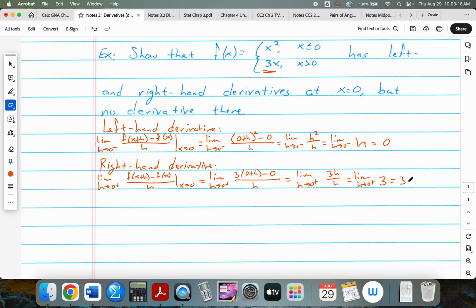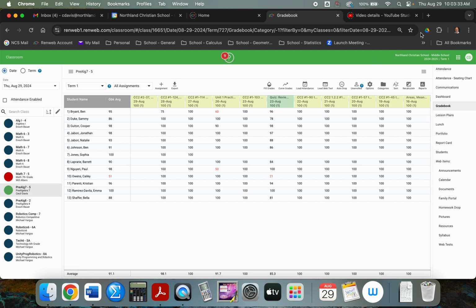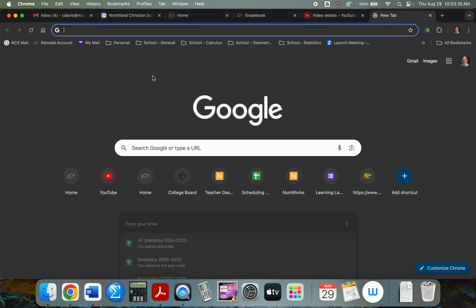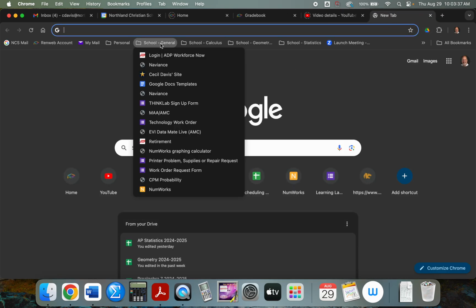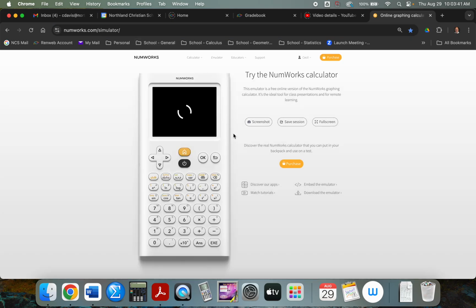We have two different slopes here. The slope from the right and the slope from the left do not agree with one another. You may wonder what this looks like. You know what? I think I'll pull that up actually. Let's do this. I'll get to show you one of the reasons why the NumWorks calculator is better than the calculator you're using. Let's go full screen on this.